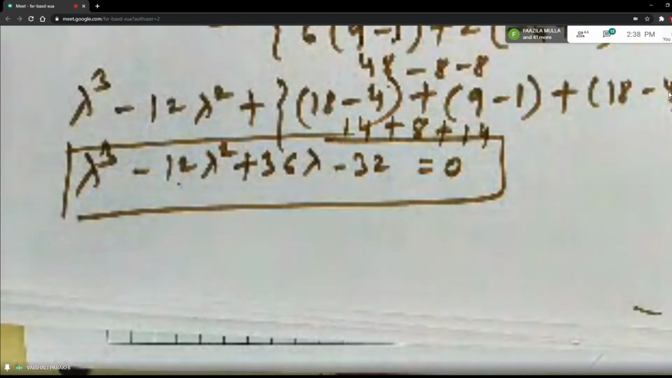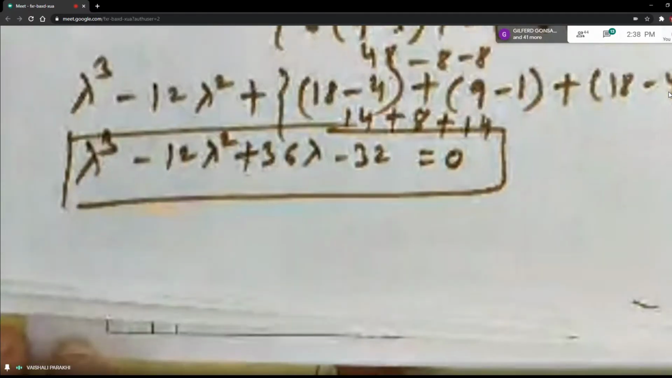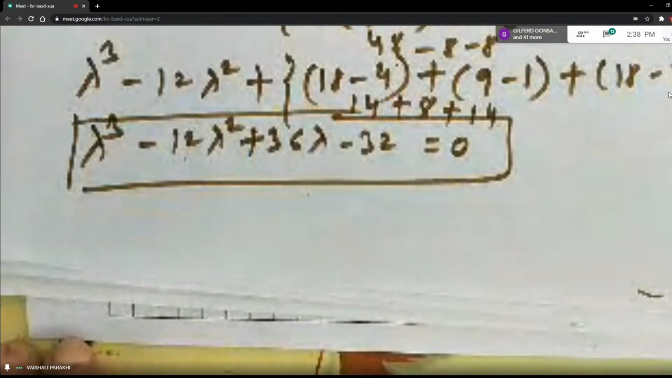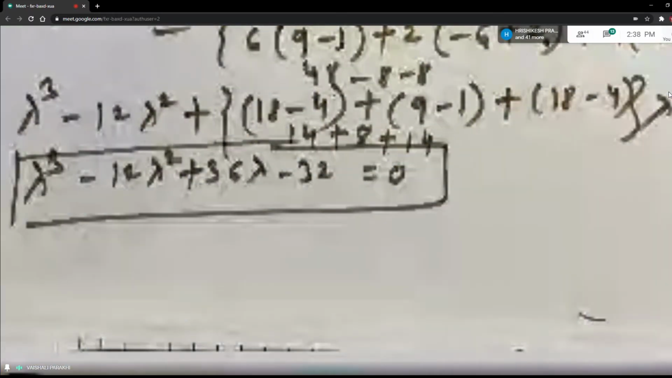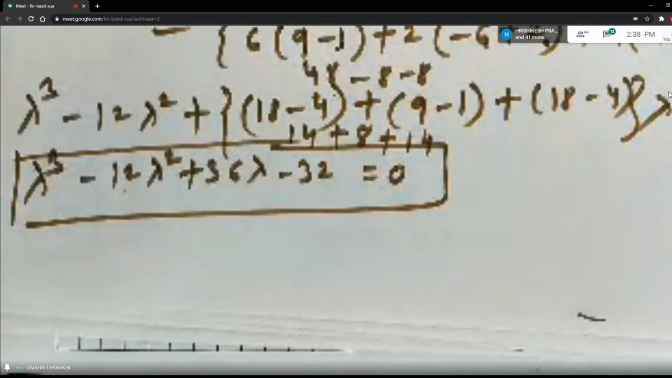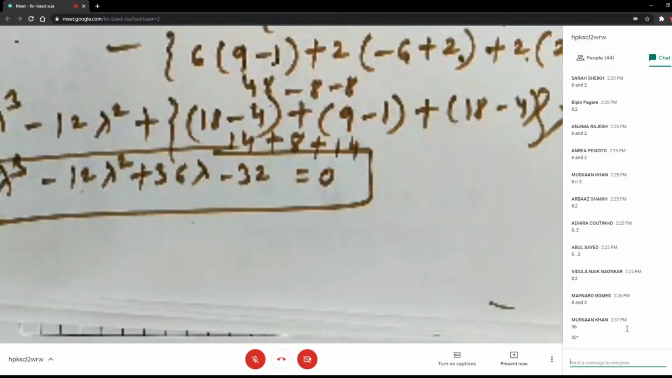Okay, so instead of solving the big determinant, you can use this shortcut method to solve a 3 by 3 determinant. If you have any doubt, somebody type something. Any doubt at any step, students?